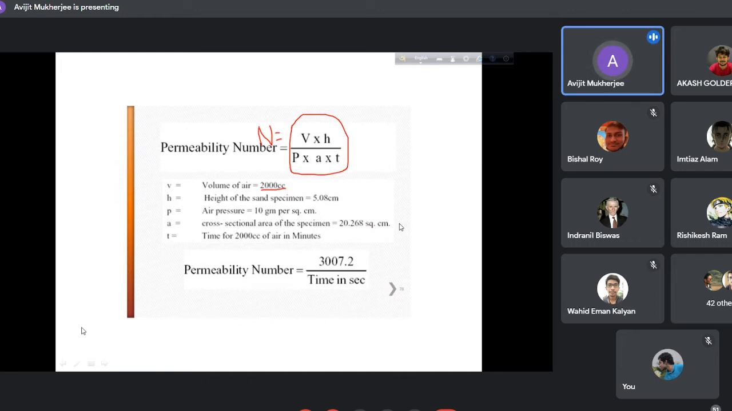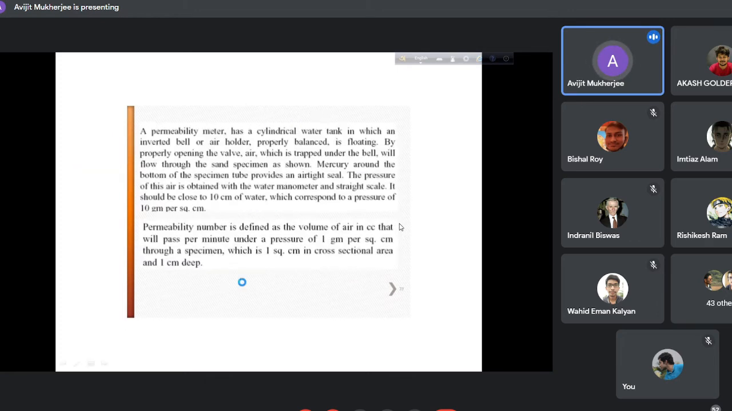Now, if my specimen looks like this, what is this diameter? 5.08. I have mentioned the standard sand sample. So what is the area? Pi r square, or pi d square by 4. You may calculate it: 20.268 square centimeters. That is also known. So only T is unknown, the time for 2000 cc of air in minutes. The time is known from the timer.